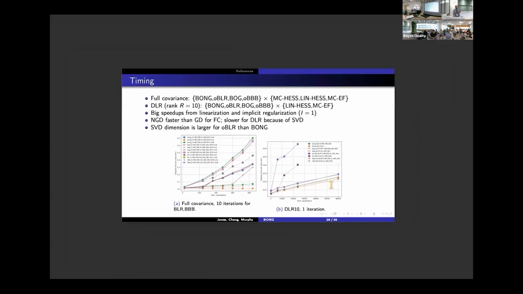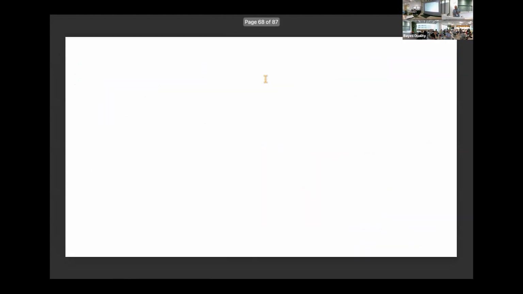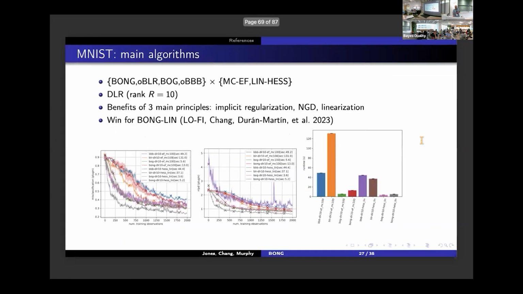As far as performance goes, here's performance on MNIST, comparing the 4 update rules crossed with the 2 main integral approximations, and this is all done with the DLR matrix for the covariance. Let me actually go back and tell you what the network is. This is a CNN with 58,000 parameters. That's the size that we're looking at. And we see benefits of the 3 main principles of the model. The fourth one I listed a moment ago was natural parameters. That's not relevant here for this experiment.